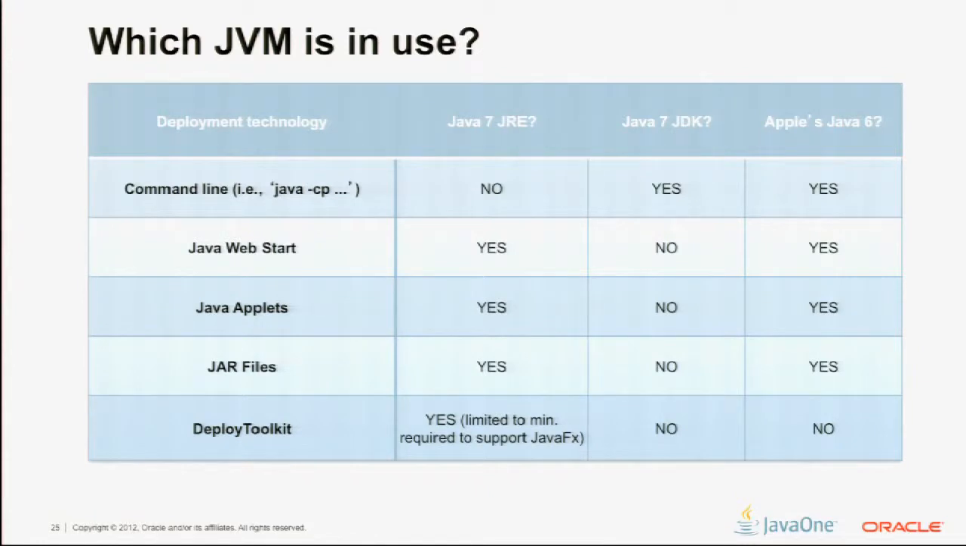Now this chart is designed to help reinforce what we've been saying here: if you want to do something on the command line, then you need to be using a Java 7 JDK. If you want to do anything else, you should be relying on the JRE, or having your users rely on the JRE. And it sounds like I'm repeating myself, and I am, but this is fundamentally different than what you've been used to at this point from Apple.